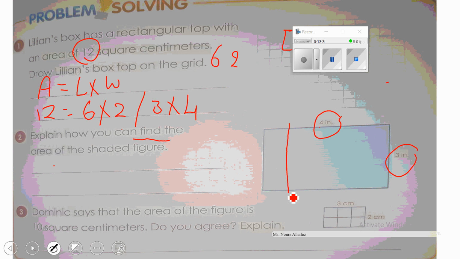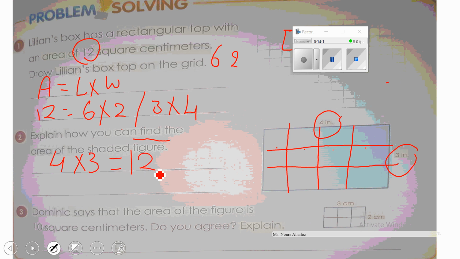1, 2, 3 lines. Let's count the columns. 1, 2, 3, 4. Here I want to draw 3 rows, so I have to subtract 3 minus 1 to know how many lines. Yes, 2 lines. So this is the first line, and here is the second line. So that's the way I can count them, or I can say 4 times 3 equals 12. But I have to know what the unit is. It's a square inch.